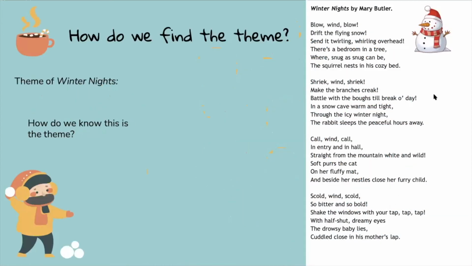So how do we find the theme of this poem? Clearly, the theme has to do with a loving or nurturing relationship between a mother and her child. I'm sure you were all wondering, how do we know this is the theme? Let's go through and find out together.